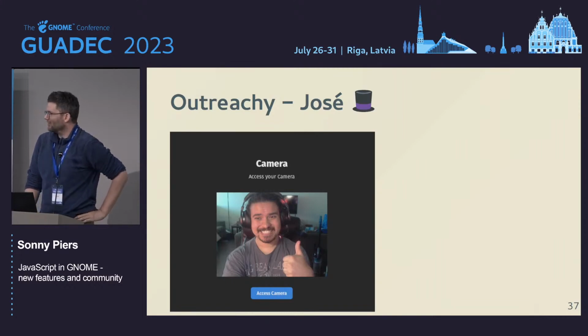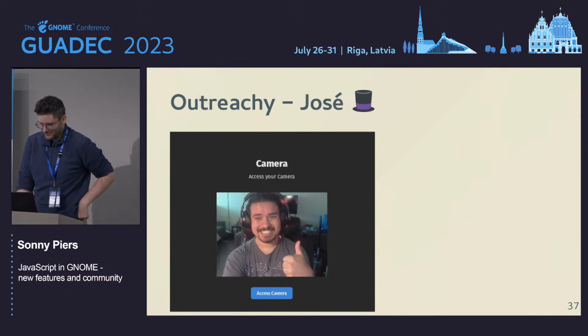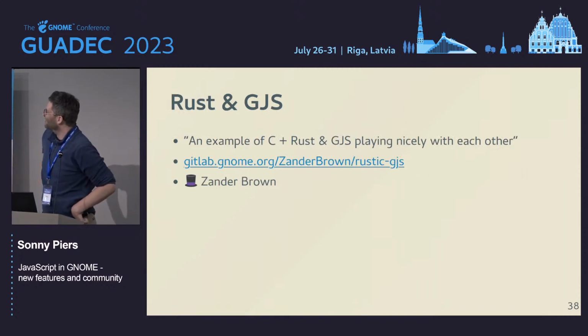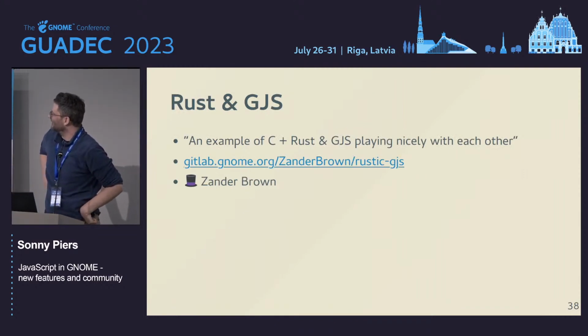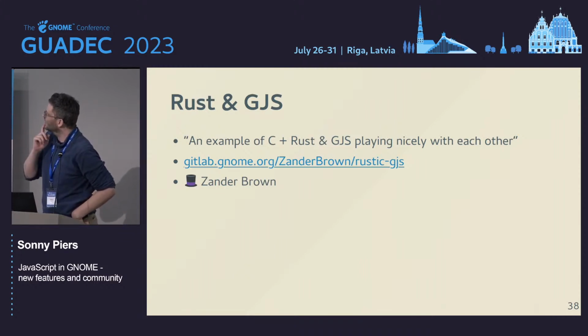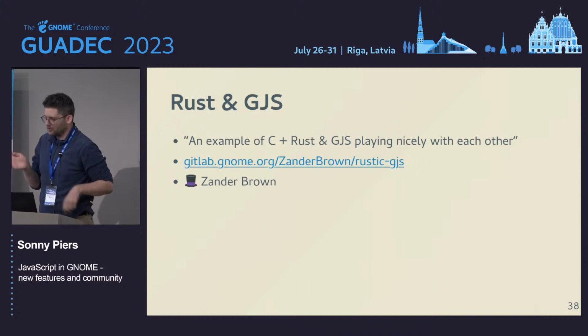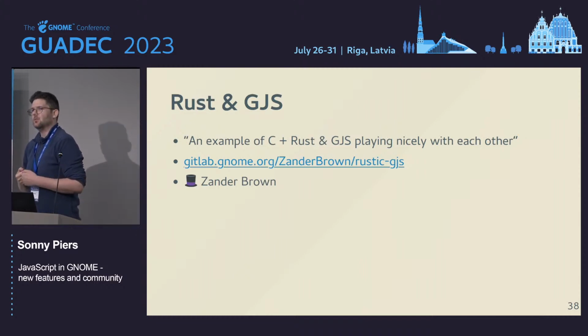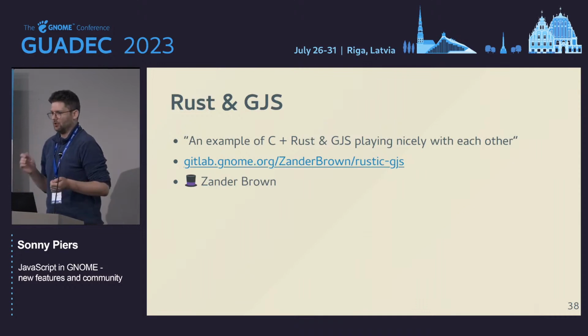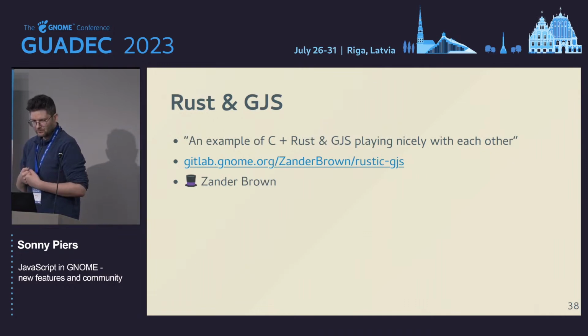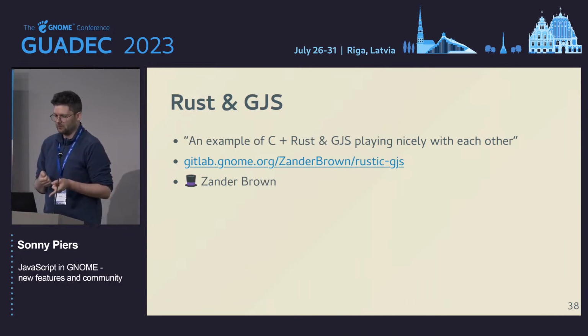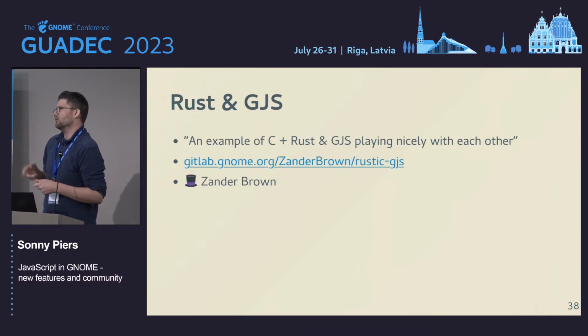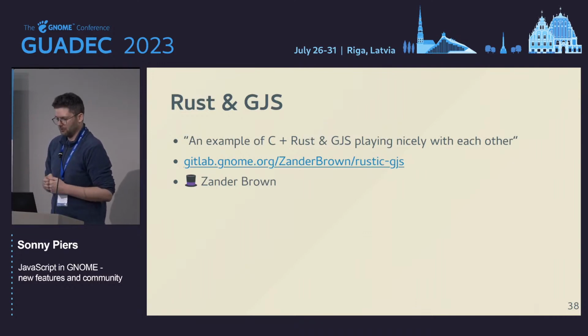It sounds like Rust is a big topic this year, so I added a last-minute slide about Rust and GJS. This is not about introducing Rust in GJS, but rather I just wanted to showcase this cool example by Xander Brown, which shows how to use Rust and JavaScript together in your app. In the case that maybe you want to do the backend in Rust and just use JavaScript for the UI because it lets you iterate very quickly. This is 2 years old already, but I think it's been under the radar a little bit. So I just wanted to showcase it. It's great. Have a look.